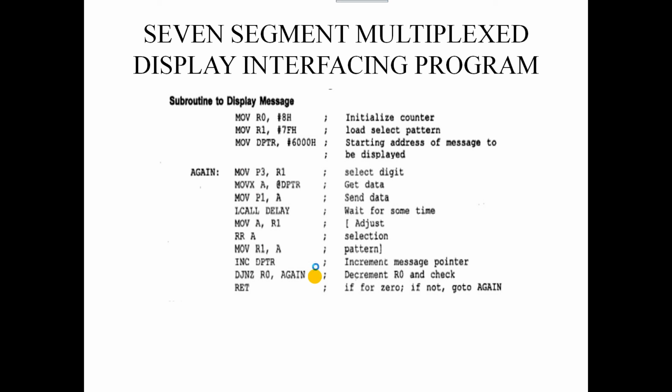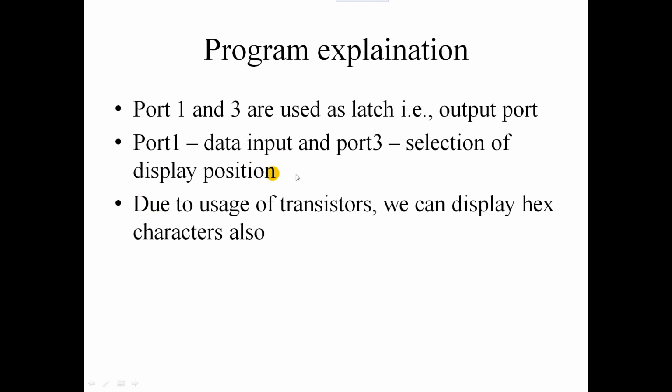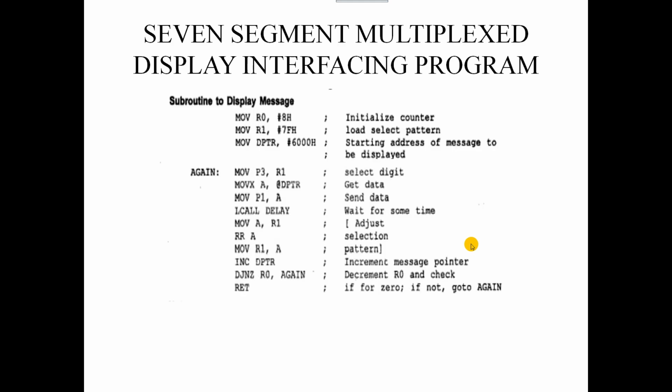arrangement. So the port A will be given as a data input, and port 3 will be for the selection of the display position for the rolling display arrangement. So due to the usage of the transistors, we can display the hexadecimal characters also in this particular moving display, 7 segment multiplex display interfacing circuit.